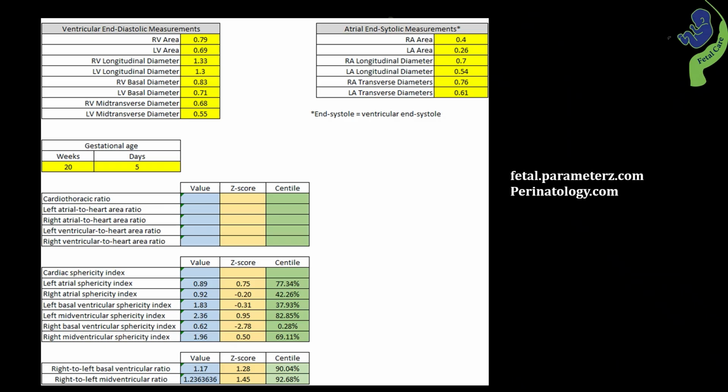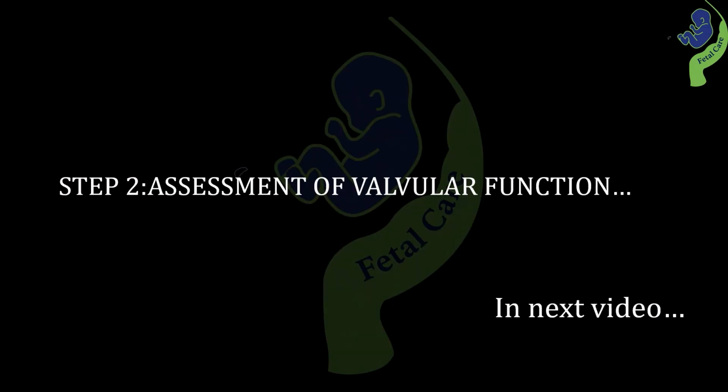Once all these measurements are taken, it is important for us to calculate the centile and z-score for each of these parameters. There are commonly available online platforms or calculators to calculate the z-score and the centile for each of the cardiac parameters. That brings us to the end of cardiac morphology assessment. In the next video, we will move on to step 2, assessment of valvular function.